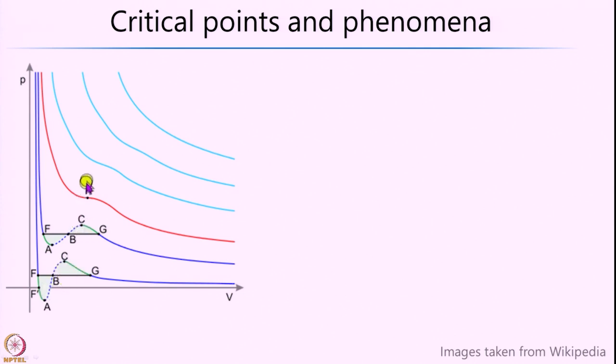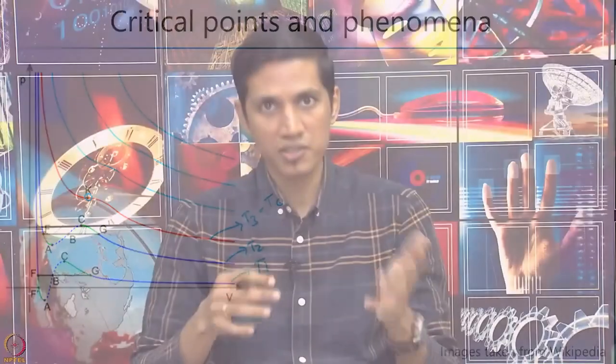If you now keep changing the temperature, that is, if you keep recording at various temperatures, because these are isotherms, this is at, let us say, T1, this is at T2, and this is at T3. You see a point where G and F come back and merge at K. This point is called TC, where the liquefaction is complete at a single point. This is called the critical temperature, and the corresponding pressure and volume are called the critical pressure and the critical volume.